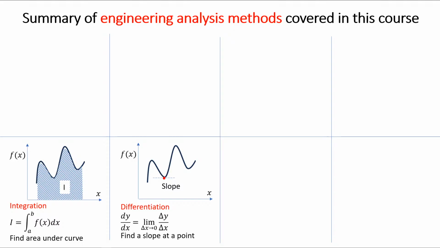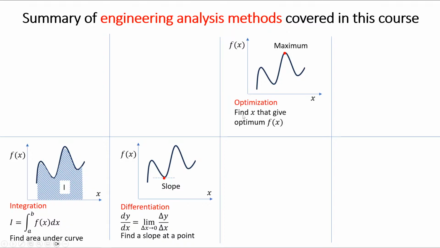So in differentiation, we are trying to find the rate of change. To extend this, one application of differentiation would be optimization: find the x that gives the optimum f of x. In optimization, we are generally trying to find the maximum or the minimum of a function, for example the maximum efficiency or the minimum cost.